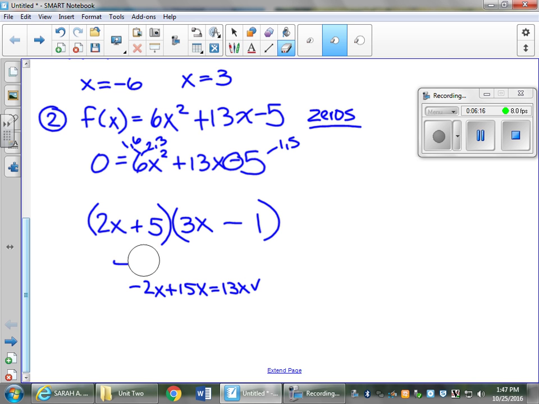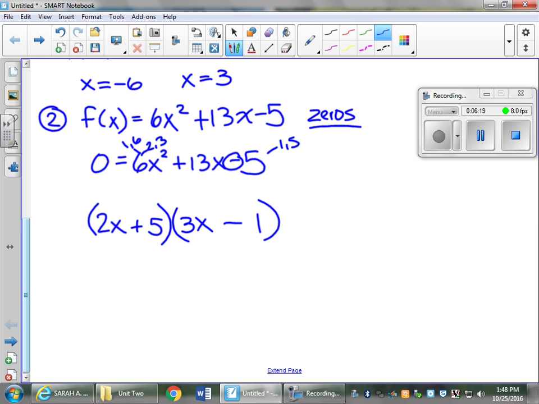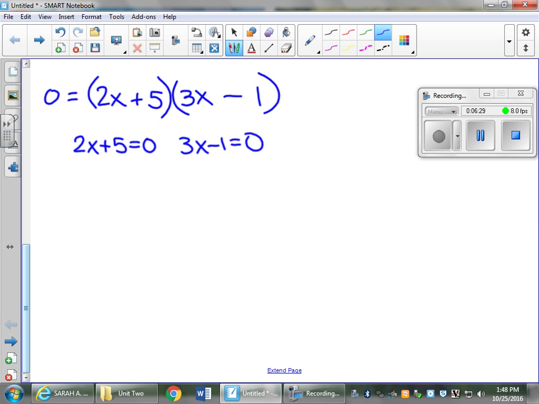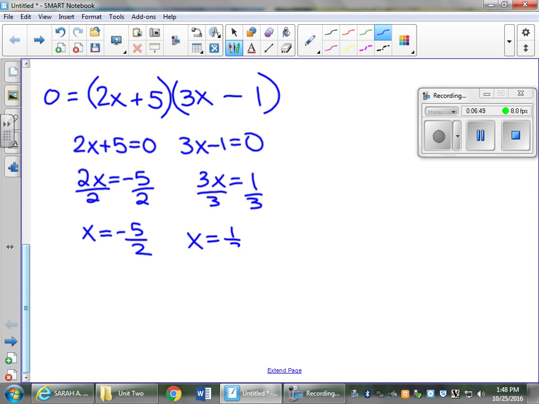I'm just going to erase this so I have room to do my zeros. Bring down my 0 equals. Set both factors equal to 0 now that it's factored. And there's a little more work in isolating x because the coefficients are not a 1. I'm going to subtract over the 5 and divide by 2. I'm going to leave my answer in fraction form. So I'll get negative 5 halves. And over here I'm going to add over the 1 and divide by 3. So my other 0 is 1/3. Those are the 2 zeros of the function.